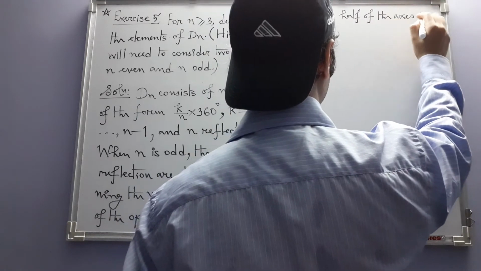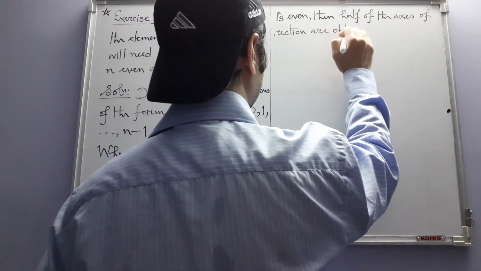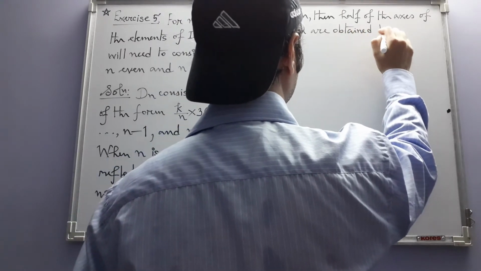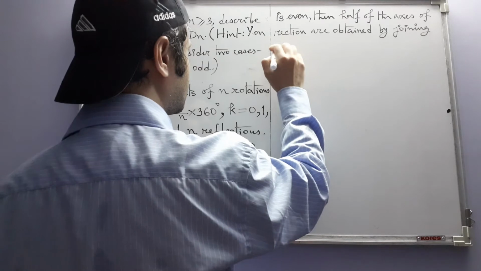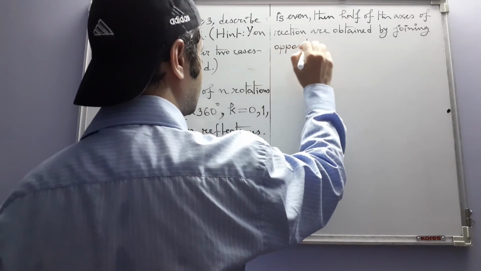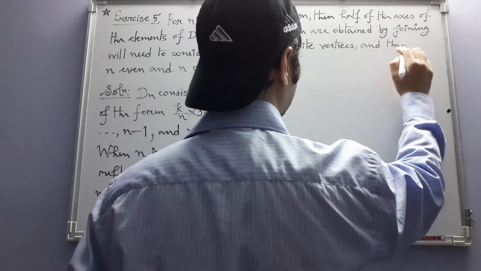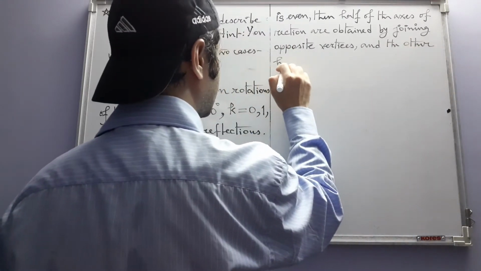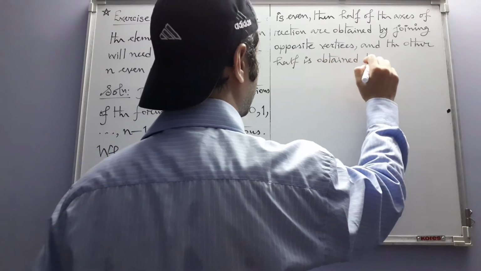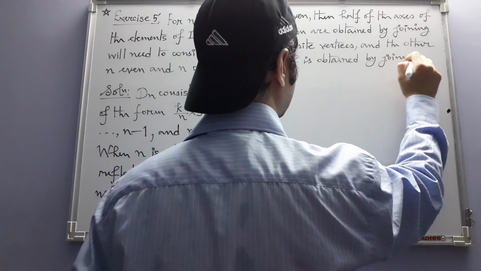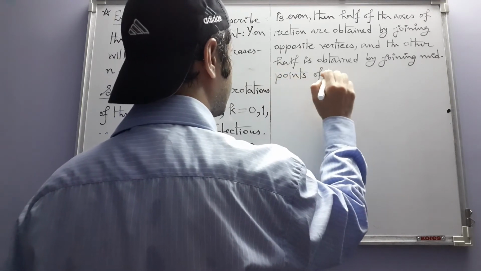Half of the axes of reflection are obtained by joining opposite vertices, and the other half is obtained by joining midpoints of opposite sides.